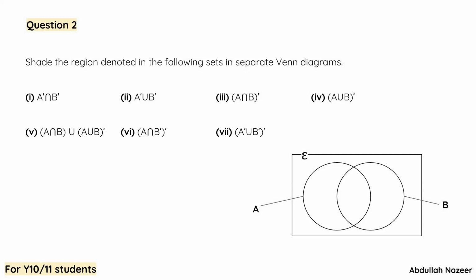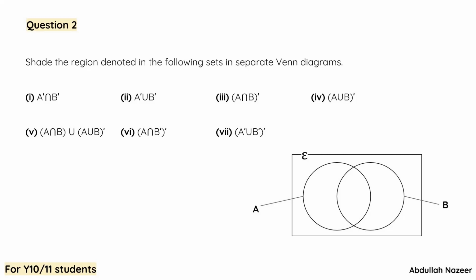Hey guys, in the last video we looked into shading Venn diagrams using a visualization method where we shaded individual sets and then combined the shaded areas to find the region that belongs to the set. In this video we'll be looking into a different method which does not use as much visualization as the previous method and is also less time consuming. I call this the numbering method.